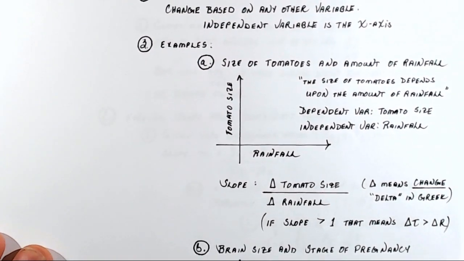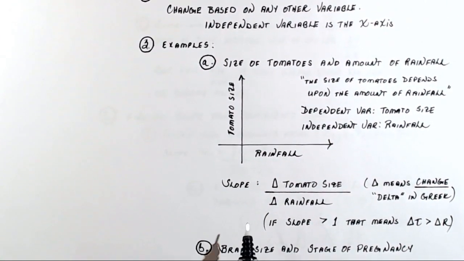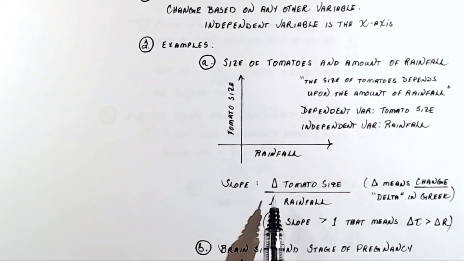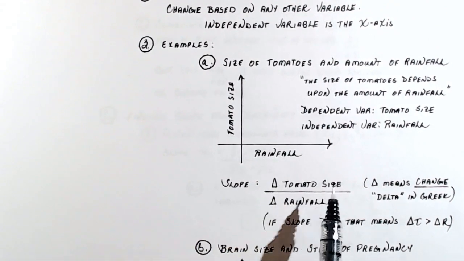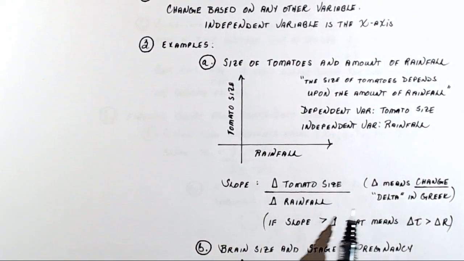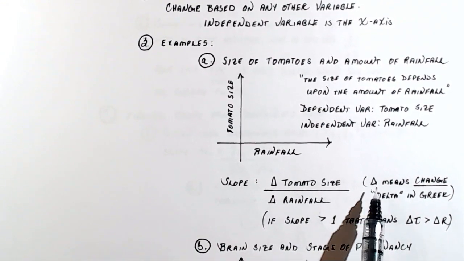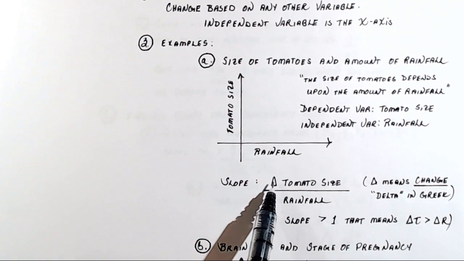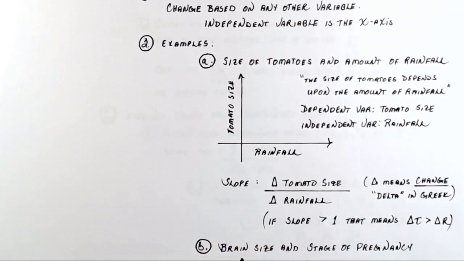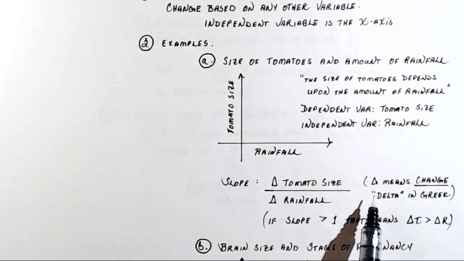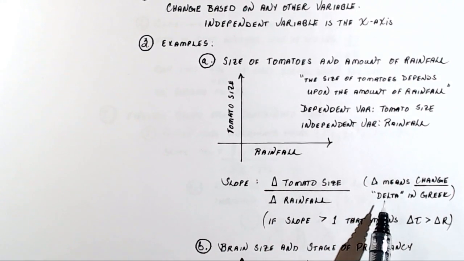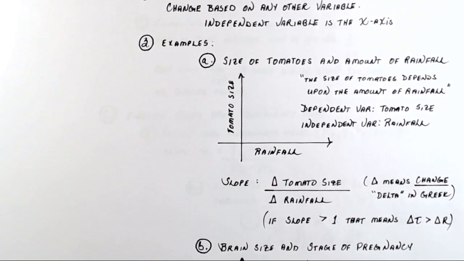So let's get to how you compute the slope. The slope is found by taking the ratio of the change in the tomato size over the change in the rainfall. Here, this little triangle means change. So that little triangle means change in tomato size. In Greek, that little triangle means delta, and delta means change in math. All right, so change in tomato size over change in rainfall.